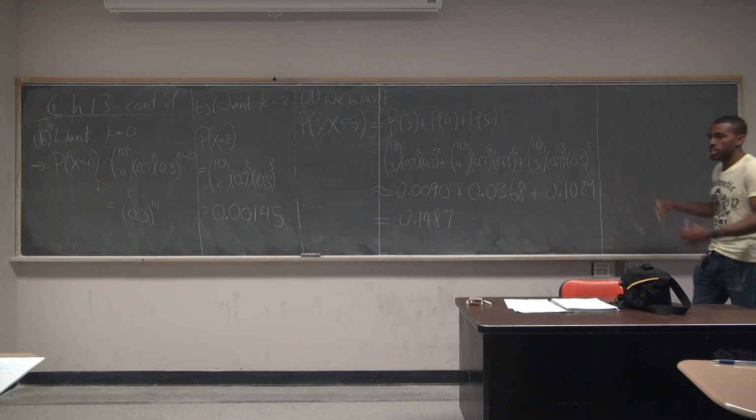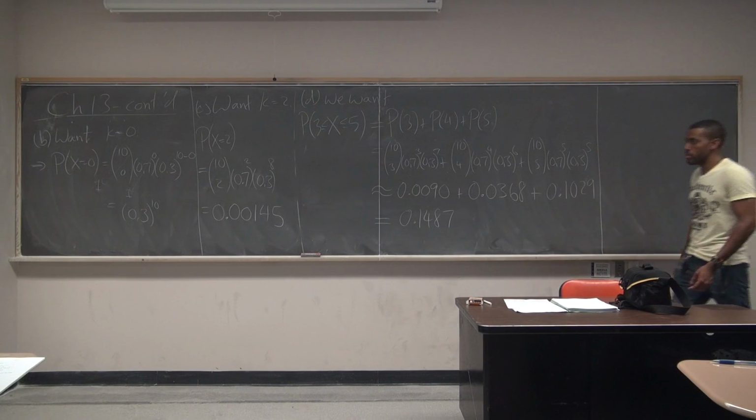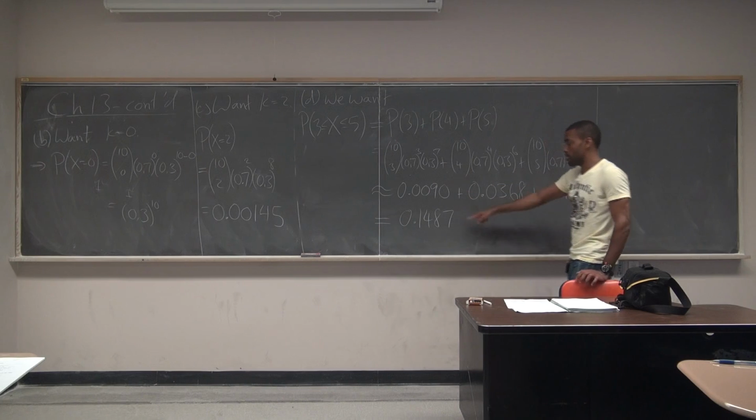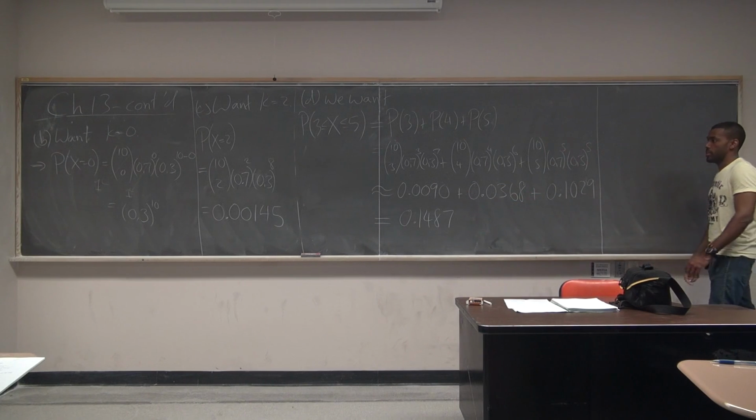Right? Assuming that each time he has a probability of 0.7 to make the shot, making between 3 and 5, there's actually a 15% chance.